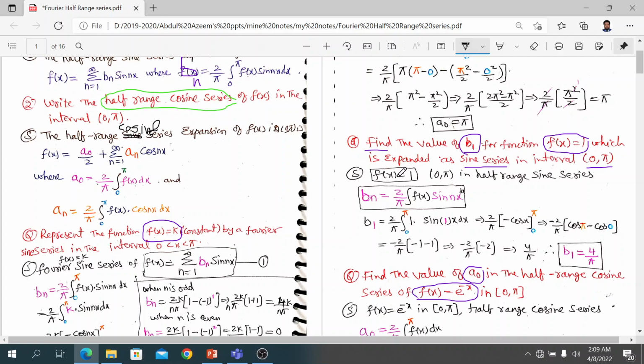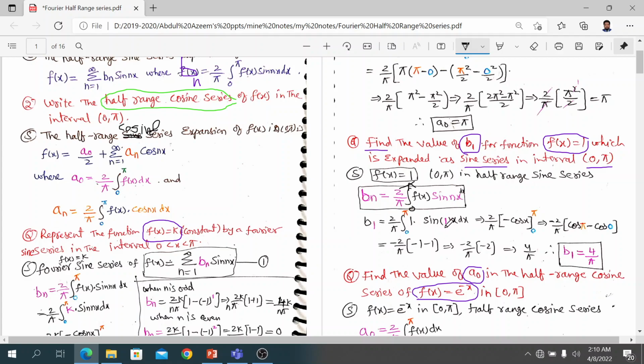Given f of x, we know the formula of bn: 2 by pi integration from 0 to pi f of x sine nx dx. So 2 by pi outside as it is. What is f of x? 1. Sine nx. Since it is b1, substitute n is equal to 1. Here n is equal to 1.